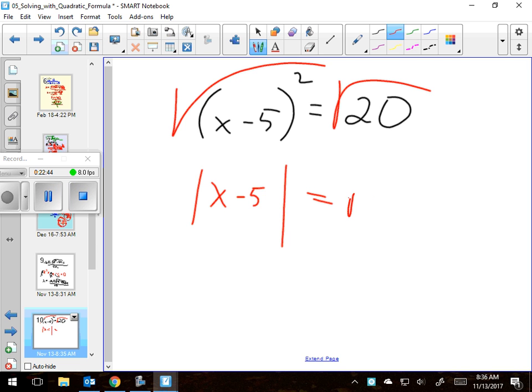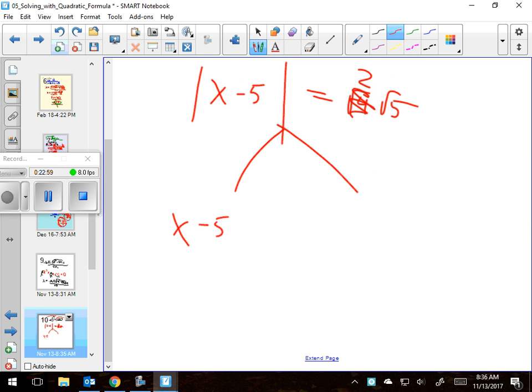Square root of 20, I'm going to make it root 4 and root 5 at first. And then I'll make it 2 root 5. Then I need to break it into two things. X minus 5, x minus 5. The only difference between those two equations is that negative sign right there.